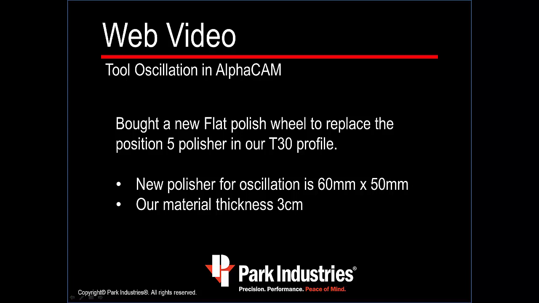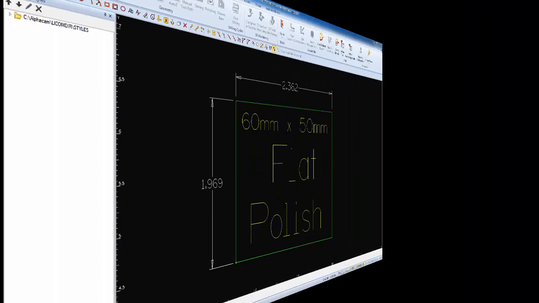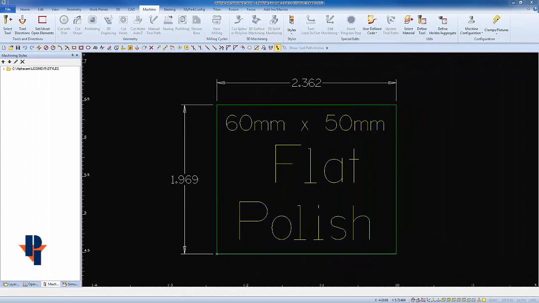In this scenario, we just bought a new flat polish wheel to replace the position 5 polisher in our T30 profile set. The new polisher that we bought for oscillating is 60 millimeter diameter by 50 millimeter height. Our material thickness is 3 cm. So the polisher, 60 millimeters by 50, equates to about 2 3/8 diameter and almost 2 inches tall.